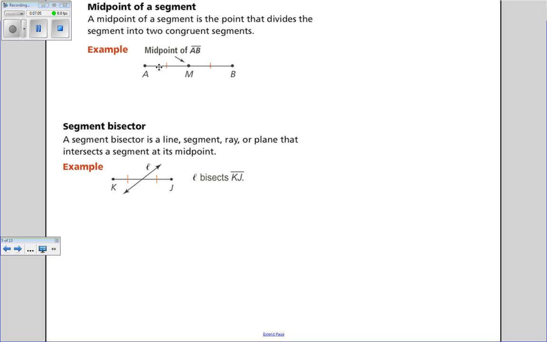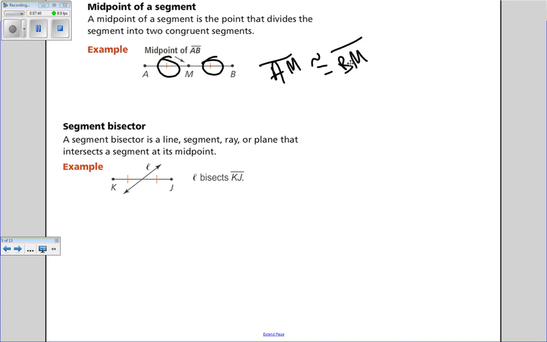A couple more things about segments: we have a midpoint. Break it down. Mid means the middle, and it's a point in the middle. So that means I have 2 congruent segments since M is right smack in the middle. Now notice these fancy little red lines. These are important. They let you know that your segments are congruent. So I know that segment AM is congruent to segment PM.